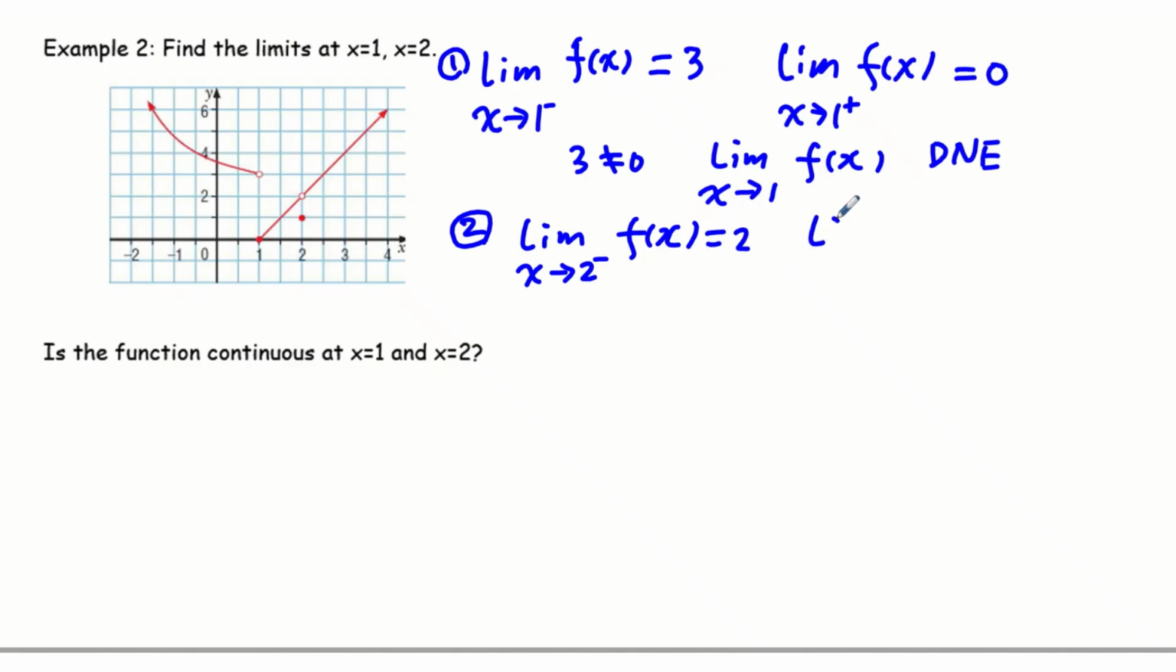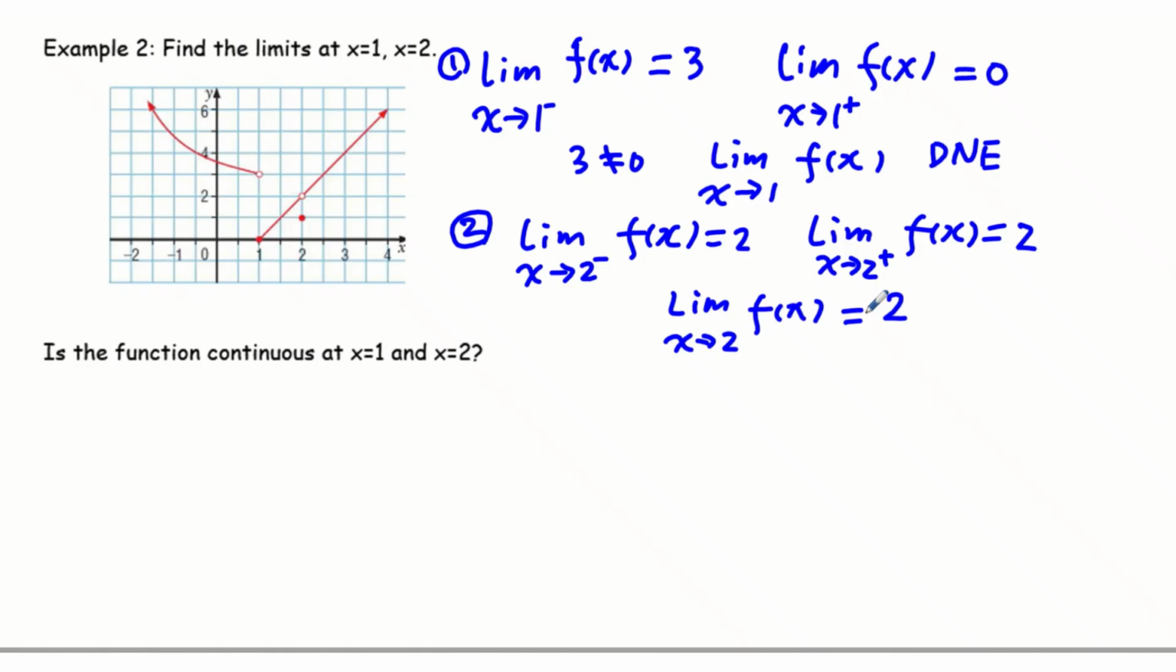And we do the same thing from the right side of 2 on the graph. We put our pen here on the graph. When x equals 2, it approaches y value 2. So 2 equals 2, then the limit exists and equals 2, since the left side and the right side limits are both 2.